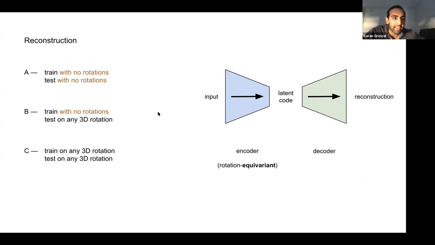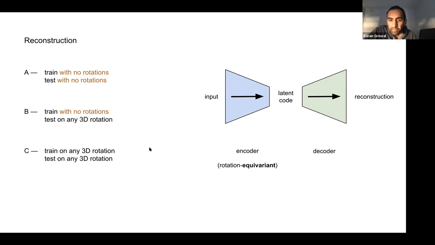But here what they did is, they had three different scenarios for training and testing. In the first, there are no rotations applied. B is the harder scenario, where you're training with no rotations, but then you're supposed to identify the object under any 3D rotation applied to it. And then the last one is same as before.